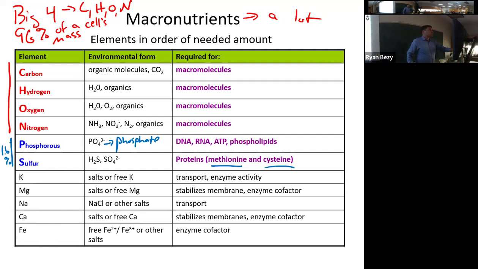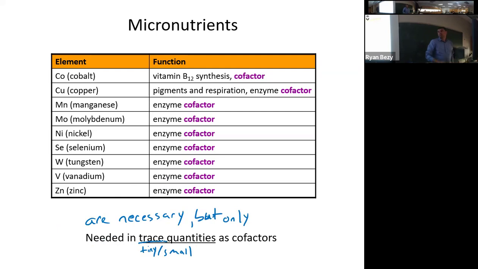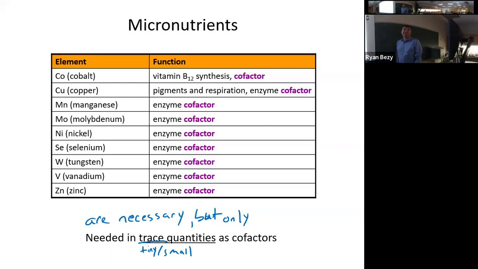If there's macronutrients, though, there's also micronutrients. Micronutrients are necessary, but only needed in trace quantities, or tiny. Again, trace or tiny, small quantities is really what we're looking at here. Micronutrients include things like cobalt, copper, manganese, molybdenum, nickel, selenium, tungsten, vanadium, and zinc.